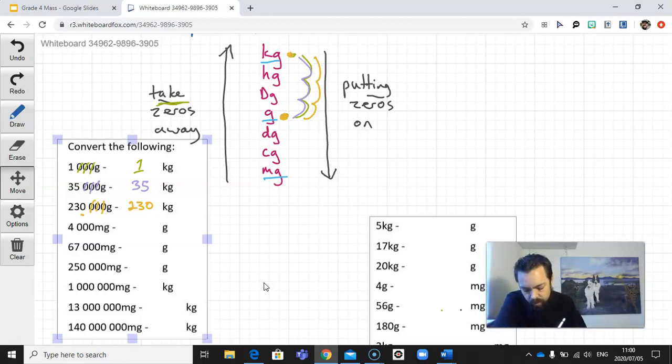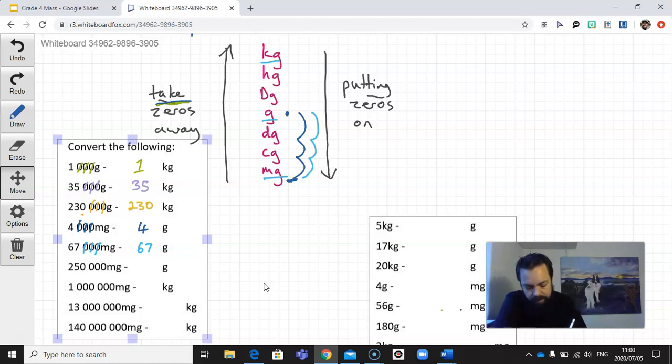Having a look at the next one, let's just clear off our table quickly. We are going from milligrams, which is down at the bottom, to grams. So that's 1, 2, 3. Again, we're moving up, so we're taking the zeros away. We're going to take away 3 zeros. We're left with 4. So 4,000 milligrams is equal to 4 grams. The next one is also 3 jumps. 1, 2, 3. Take away 3 zeros. We're left with 67 grams.